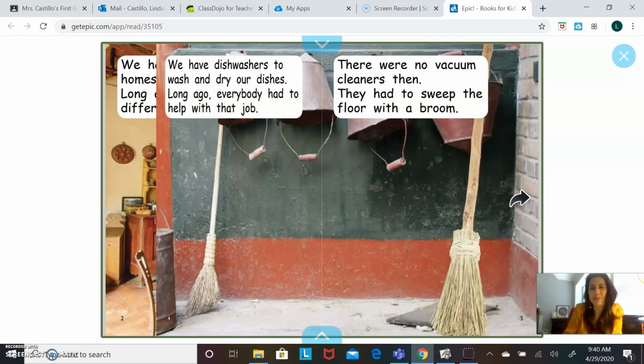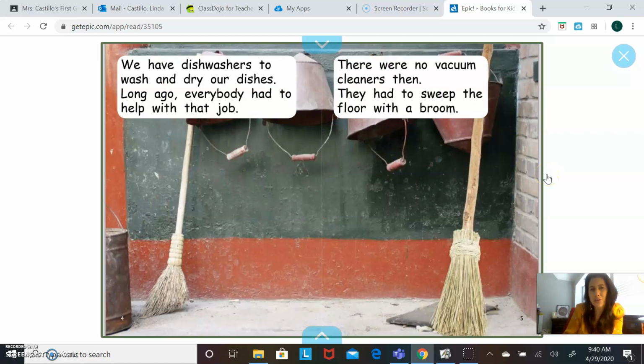Let's keep reading. We have dishwashers to wash and dry our dishes. Long ago, everybody had to help with that job. So many of us do have dishwashers, but sometimes some of us still choose to just wash them by hand and just scrub them with a dish towel and then dry them off and then put them away. But you have the choice. If you have a dishwasher, you can just stick them in this machine and the machine washes the dishes for you. There were no vacuum cleaners then. They had to sweep the floor with a broom.